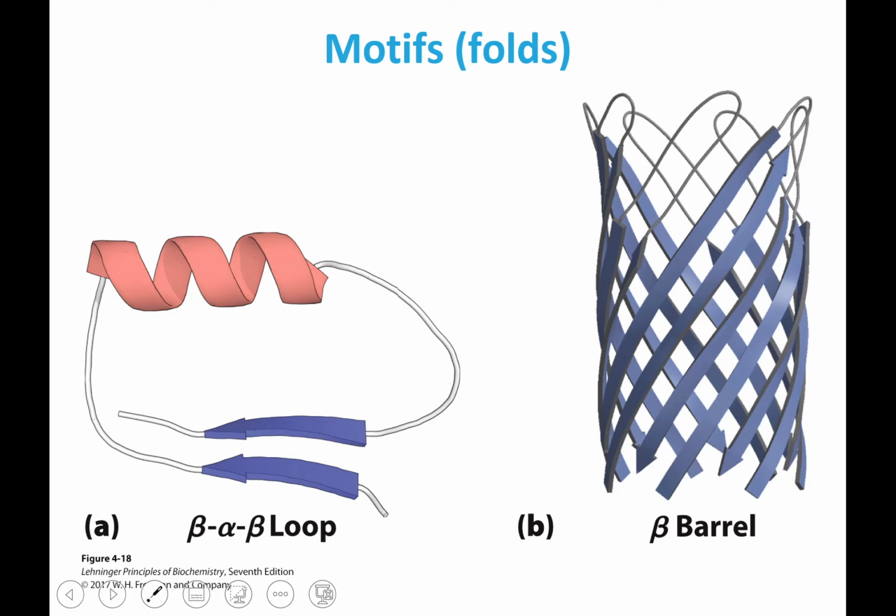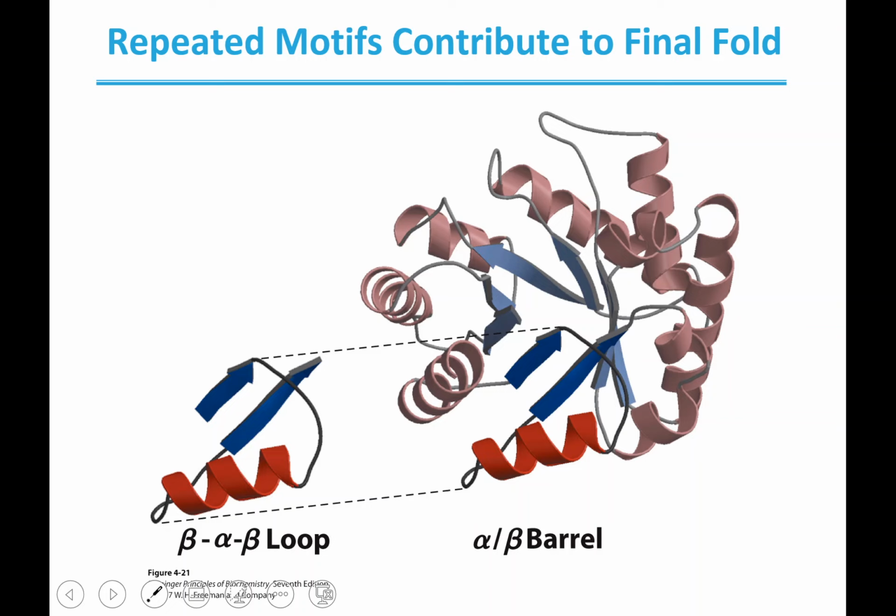The book talks about a database that tries to catalog all the different motifs that have been found. Some motifs are found in one protein. Other motifs are found in thousands of proteins. In some proteins, you get repeated motifs. So the beta alpha beta loop can be repeated several times within a protein and give a final fold. So this would be the final fold.